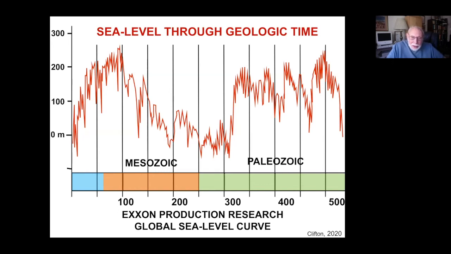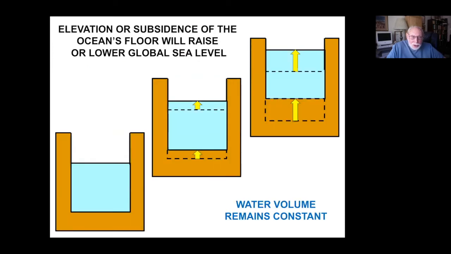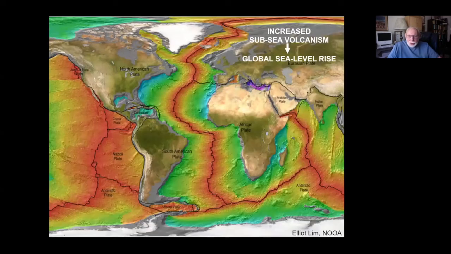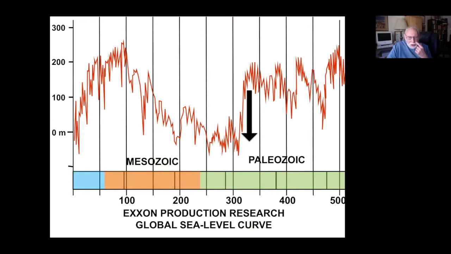But there are some really major changes in here. And what would cause those changes? Well, about the only thing you could do to change that would be to change the shape of the basin, because the water volume has to stay pretty much the same. But if you're pushing up from the bottom, sea level will rise, and increased subsea volcanism will cause the sea level to rise. And so that is one of the explanations for the rises of sea level.